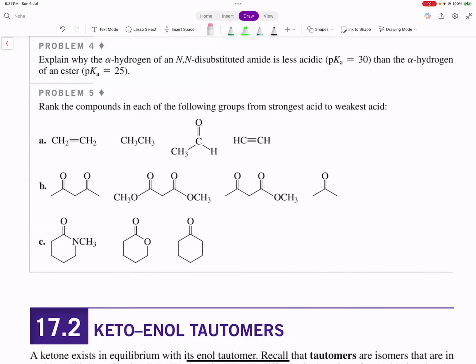Okay, so the first one, I'm getting third, fourth, first, second. For the B, we are getting first, third, second, fourth. For the last one, we are getting 3, 2, 1. Yes, sir. Okay, you have to send me.